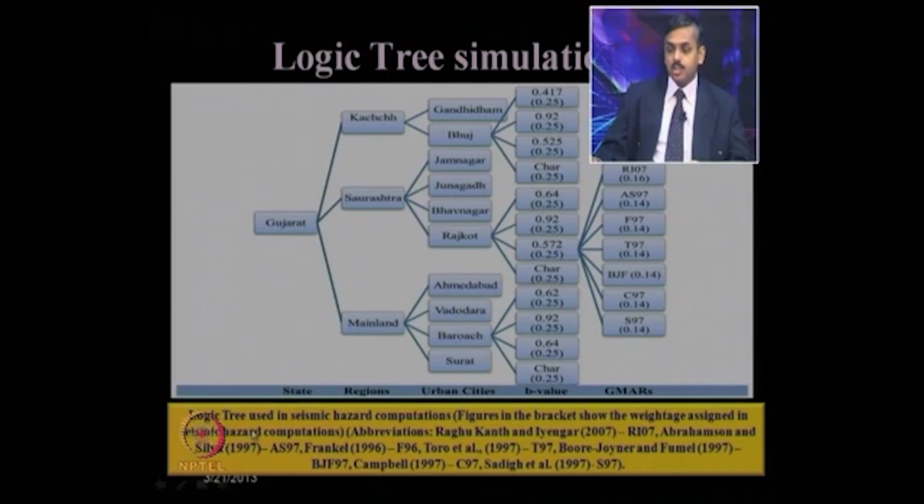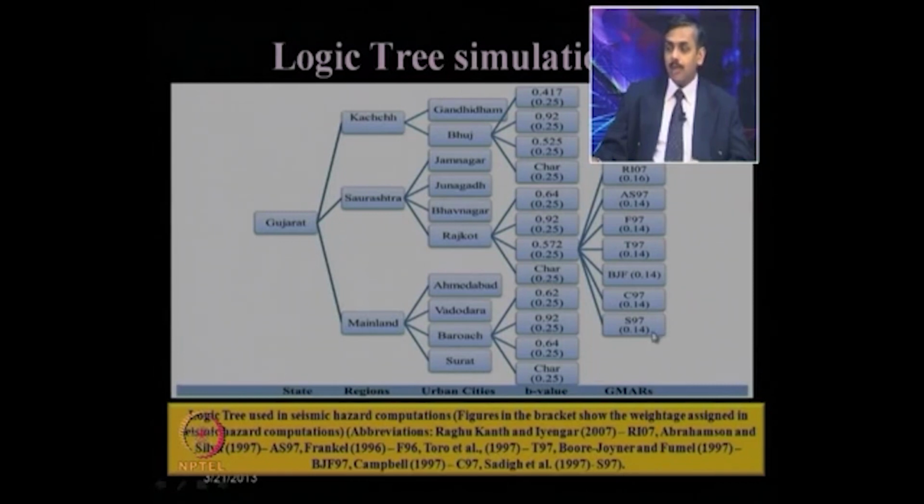You can see the logic tree used in seismic hazard computations; figures in brackets show the weightage assigned in the seismic hazard computation. So, these bracketed values are the weightage which has been assigned to them. Abbreviations like Raghukant and Iyengar 2007 GMP is shown as RI07. So, this one is RI07. Abrahamson and Silva 1997 is AS97. So, AS97. Then Franklin, like that all other models you can see.